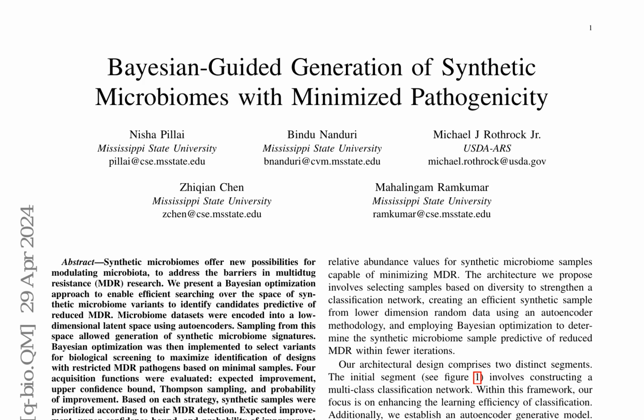The study also explores the realm of Bayesian optimization, comparing various acquisition functions for their ability to select synthetic samples with the lowest MDR predictions. The results indicate that different acquisition functions perform better under different conditions, such as the Thompson sampling method being most effective for datasets with highly disproportionate class counts, and the expected improvement, probability of improvement, and upper confidence bounds performing well in more balanced datasets.